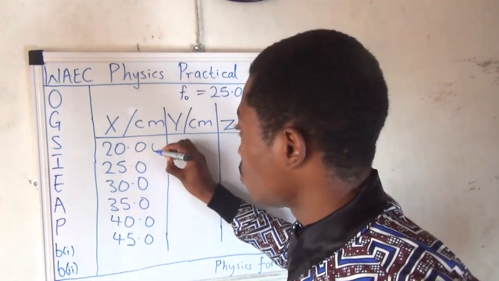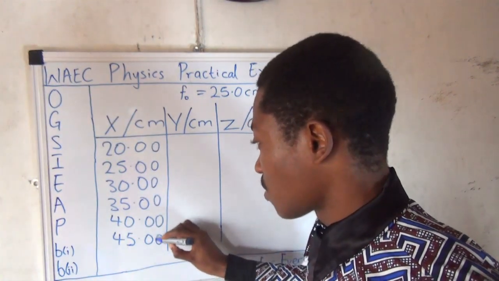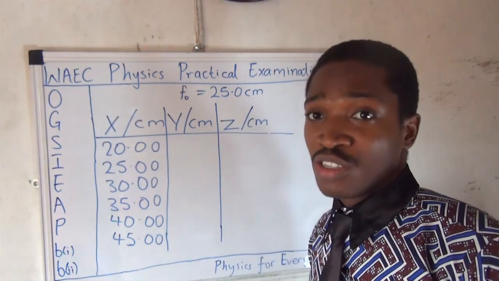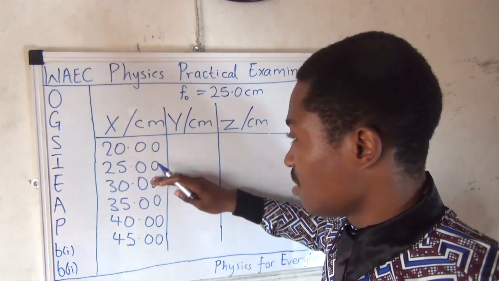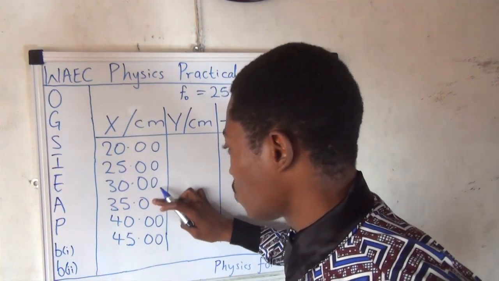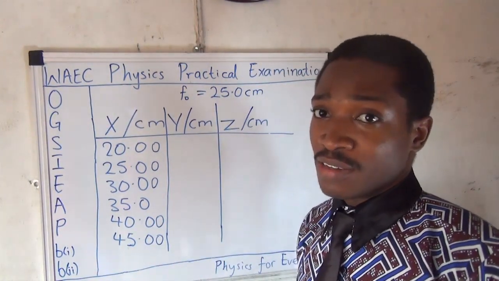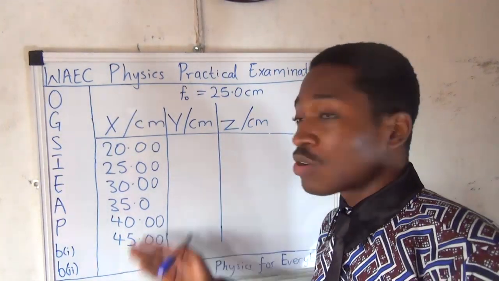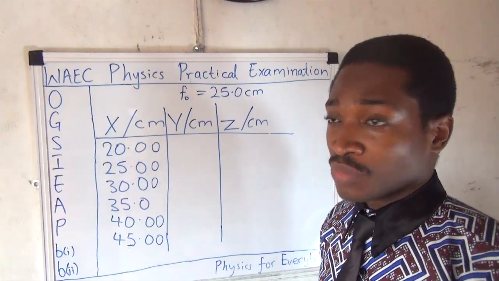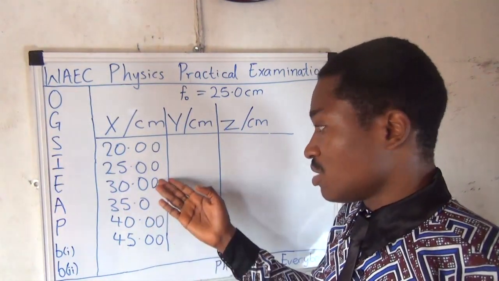You can even make it two decimal places, it's still correct. If you make it three decimal places, you won't be penalized. But if you have written this as two decimal places, then here you write one decimal place, you continue, you'll be penalized for having inconsistent significant figures or inconsistent decimal places. Here, this is one decimal place, this is two decimal places.